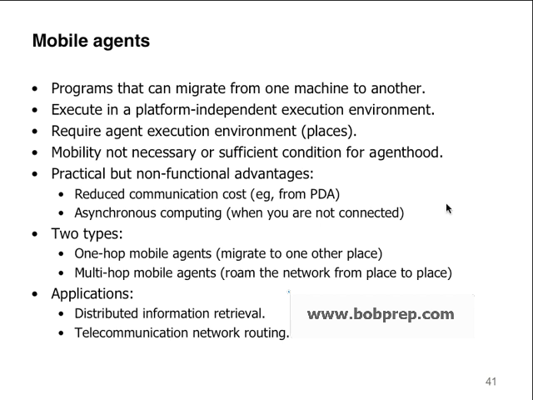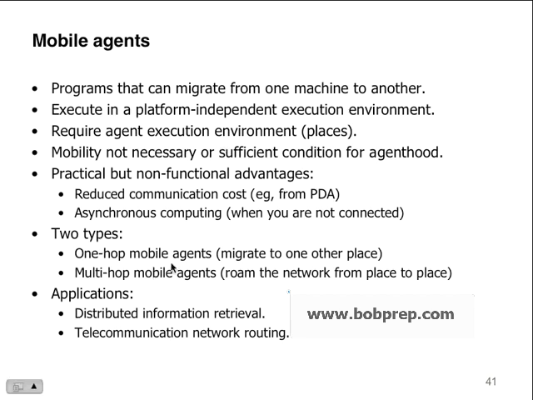So practically, there are 2 types of agents: one-hop mobile agents that migrate from one place to another place, or multiple-hop agents that roam the network from place to place. That's the virus. The virus agent is a mobile agent because it goes from one computer to another. If it didn't do multiple hops, it really wouldn't be a good virus. The purpose of the virus is to spread throughout the entire network as fast as possible.